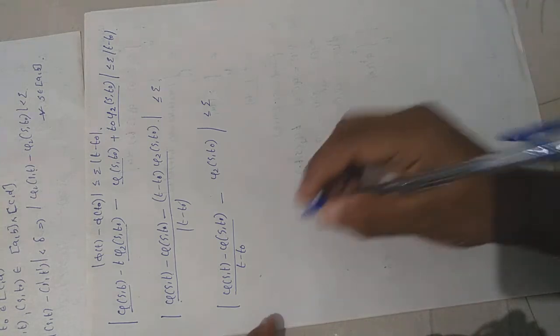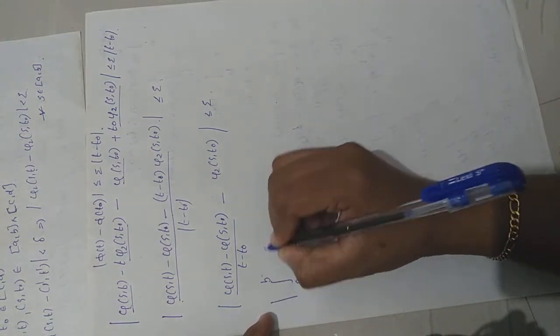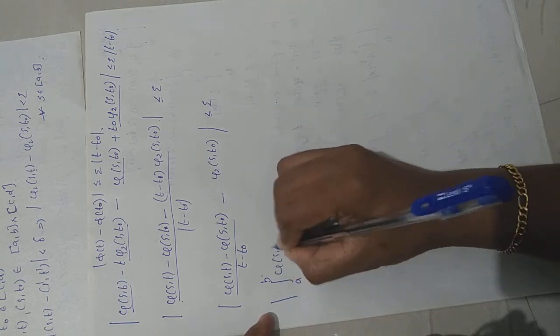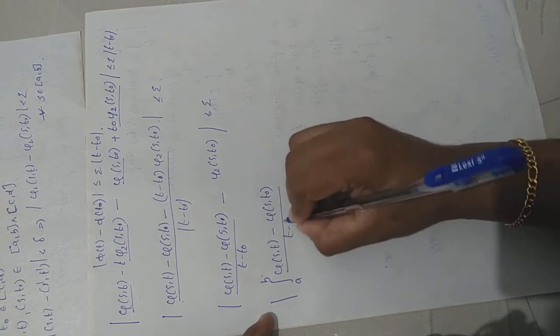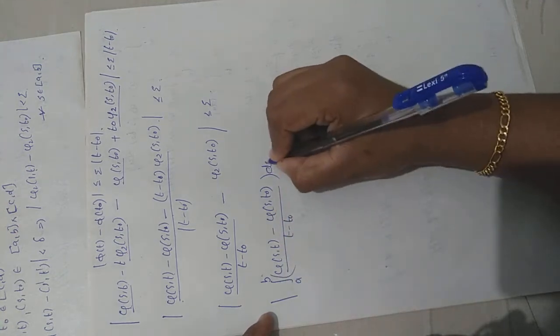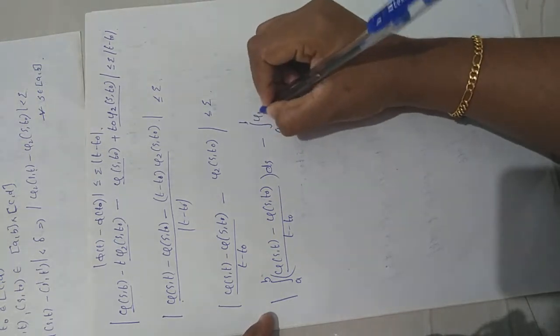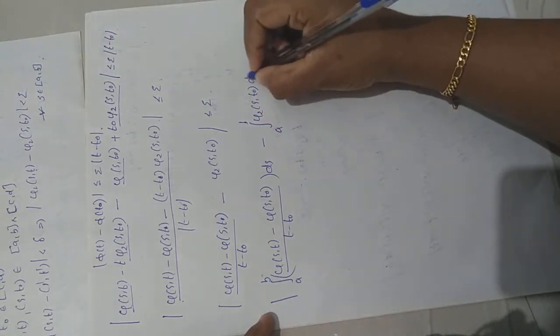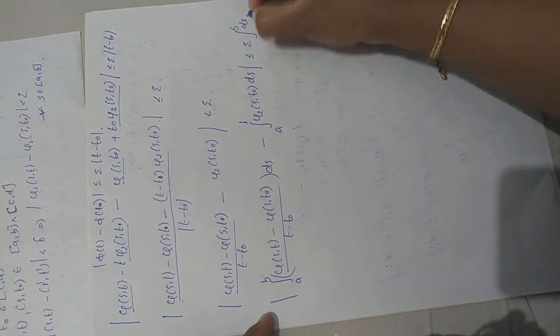Then we integrate both sides. So we get integral a to b with respect to ds of psi(s,t) minus psi(s,t naught) by t minus t naught. We integrate with respect to the variable s, minus integral a to b psi 2 of (s,t naught) ds, will be less than or equal to epsilon into integral a to b ds.